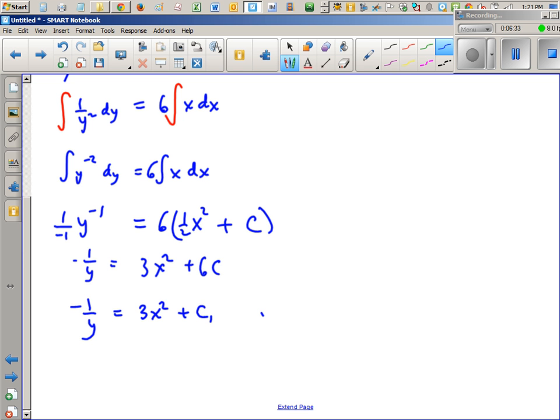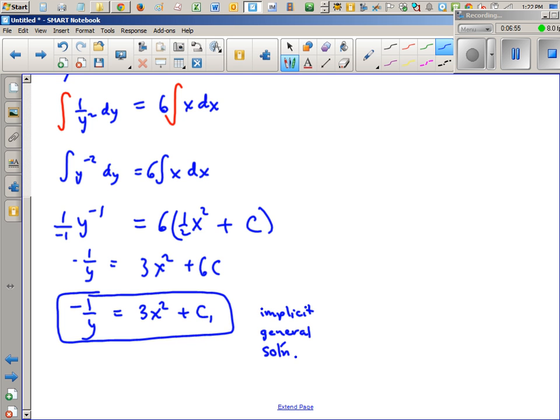Okay, so this right here, what you're looking at, is called the implicit general solution. Why is it implicit? It's implicit because y has not yet been isolated. It is general because there's a c in it. Okay?